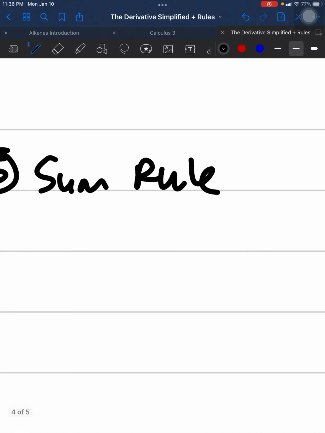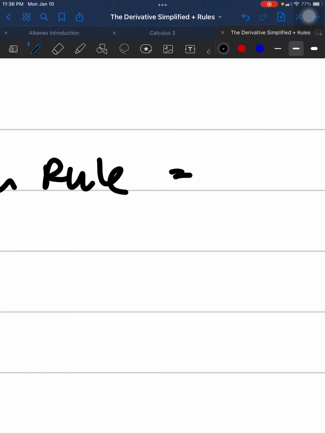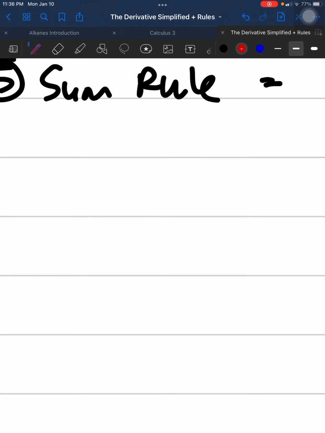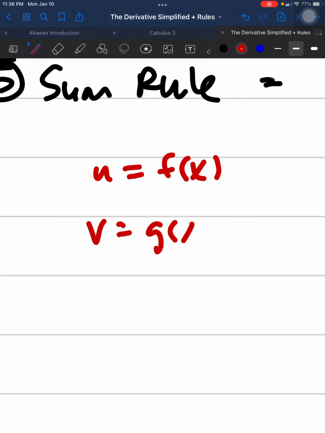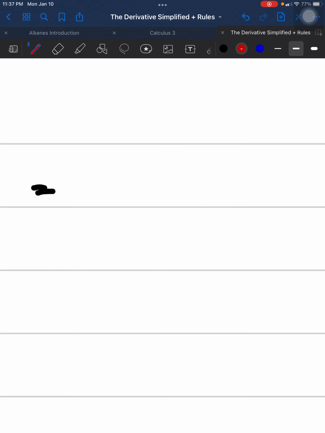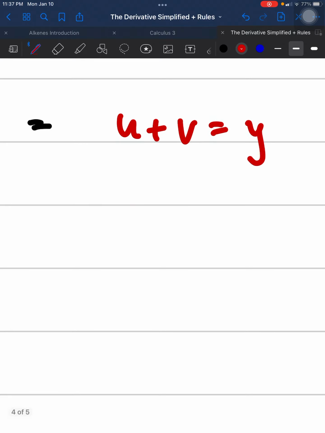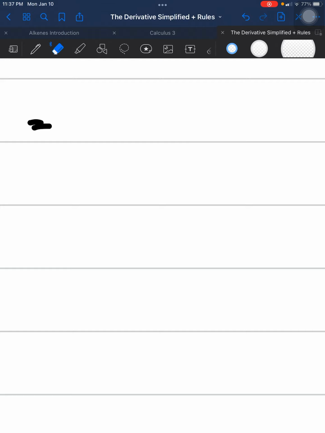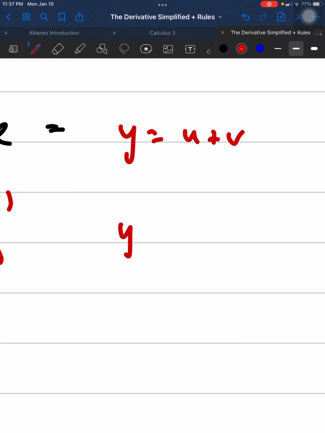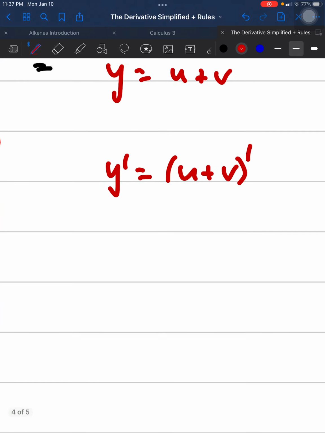a sum rule, and that is when we're taking the derivative of two functions being added together. And I'm going to use the same denotations. u is equal to f of x, v is equal to g of x, and the general formula is just u plus v is equal to y. And when we want to find, let me actually switch this around. So y is equal to u plus v. We want to take the derivative of y, so we're going to be taking the derivative of u plus v.